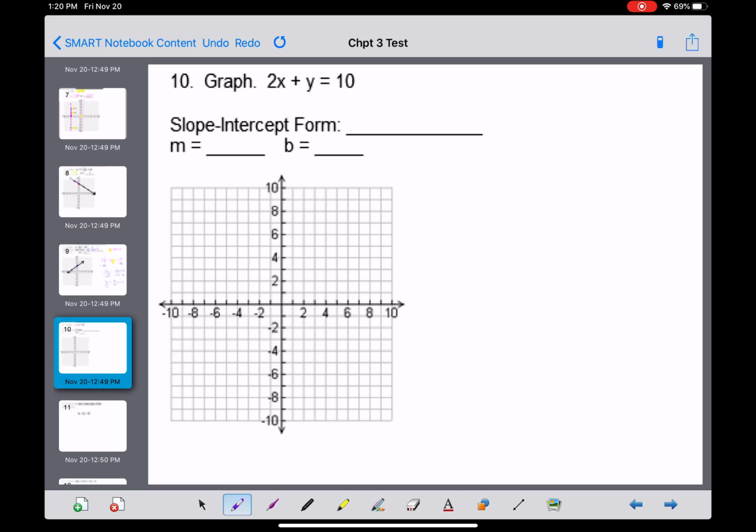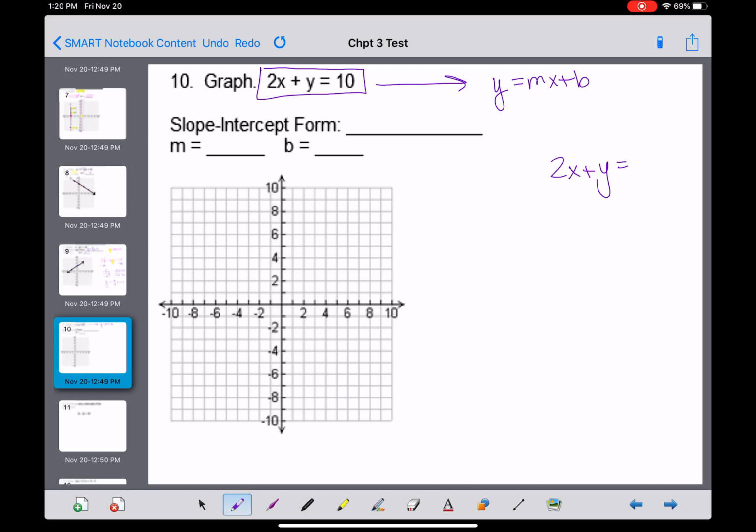Ten was very similar, and then 11 you had to explain it, so I'm not going to re-explain 11. How I am talking you through it is exactly how I would explain it to somebody else. So in order to graph this line, I need to get 2x plus y equals 10 into slope-intercept form. So I'm going to isolate once again to get y by itself.